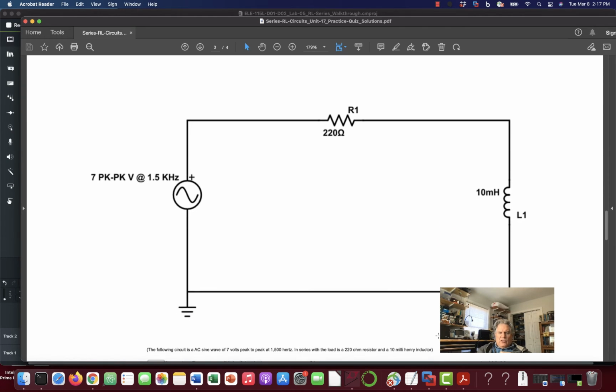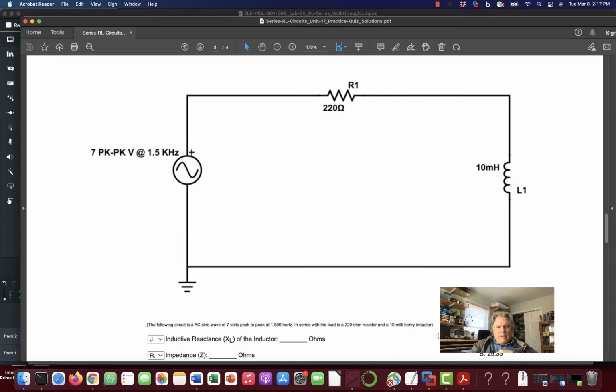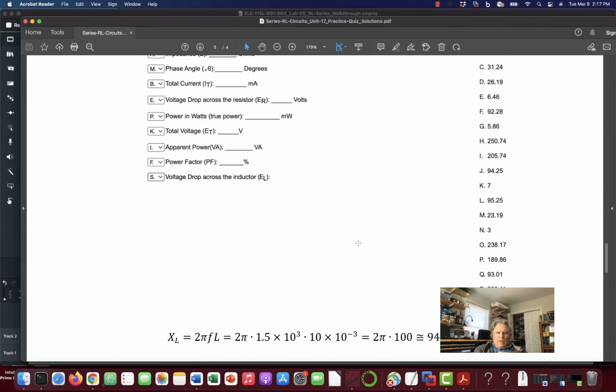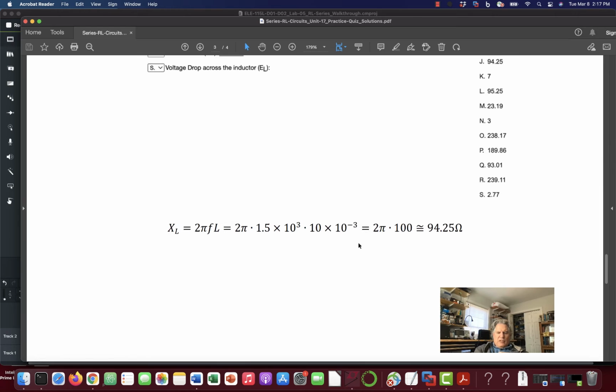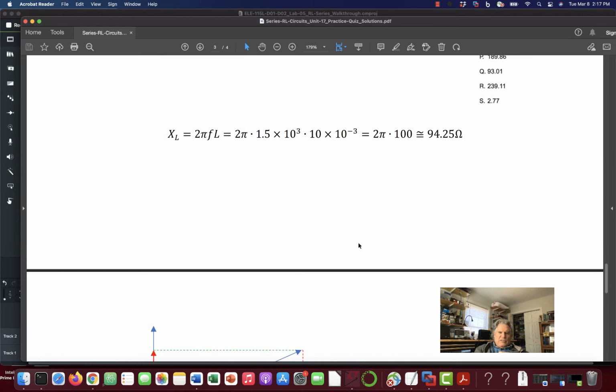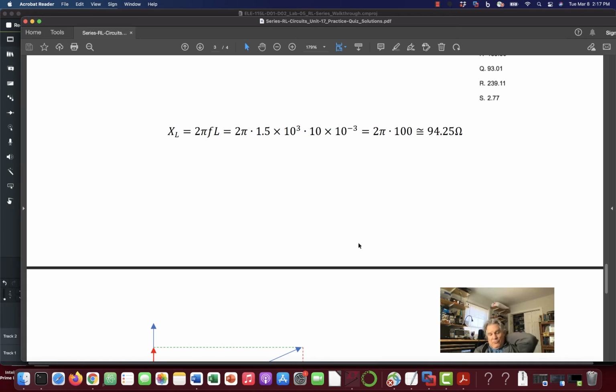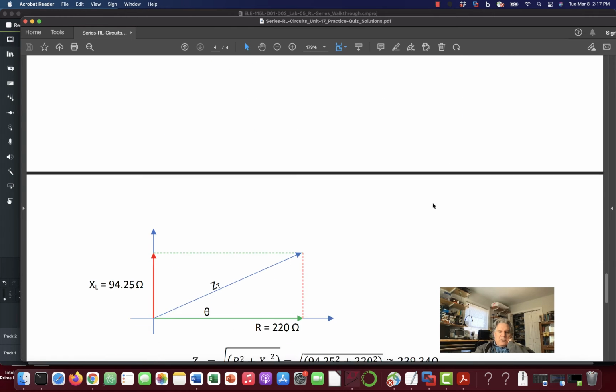This is quiz problem 2. So now we're at 7 volts peak to peak, 1.5 kilohertz, 220 ohms, and 10 millihenries. There are my answers. You can laugh at them if you like. So we do the same process again. This is just the same problem at a different frequency and different values. XL equals 1.5 times 10 to the 3 hertz, that's 1.5 kilohertz, and 10 times 10 to the minus 3 is 10 millihenries. I multiply by 2 pi, and I wind up with 94.25 ohms.